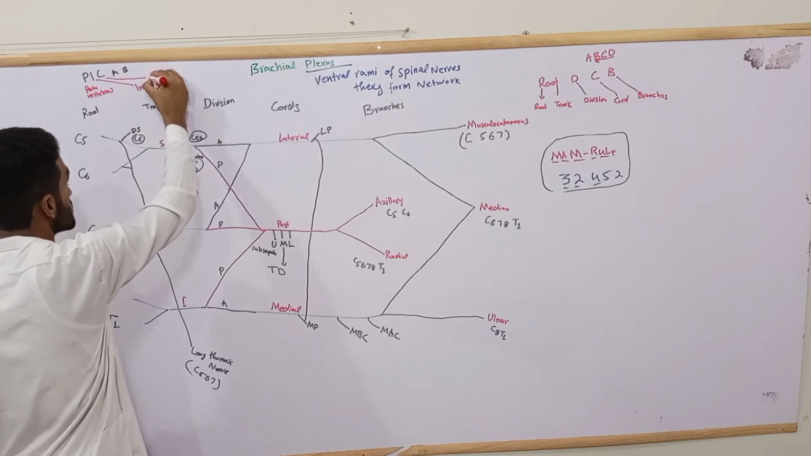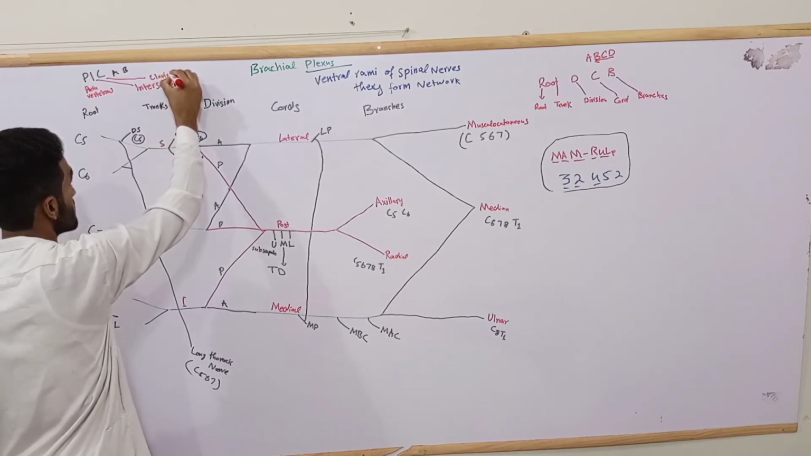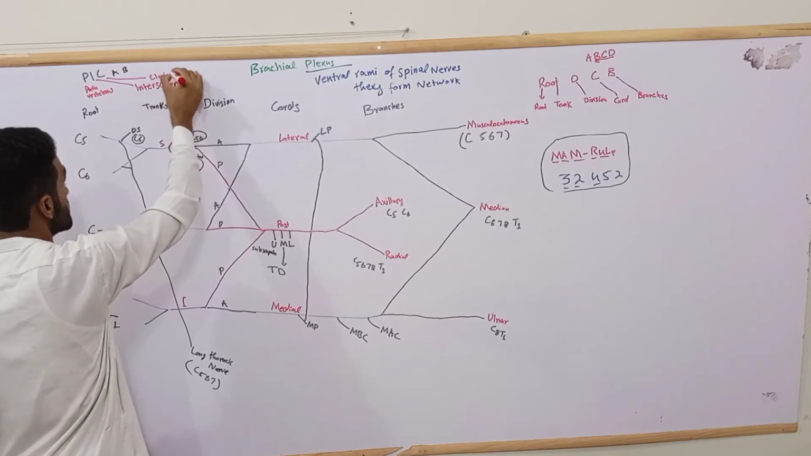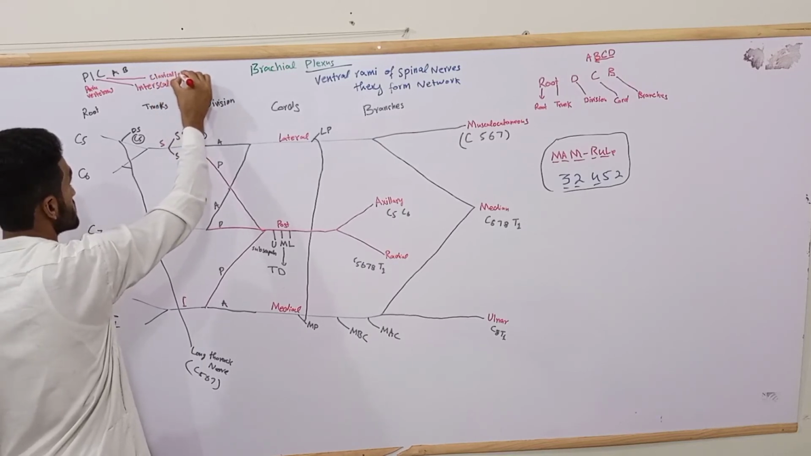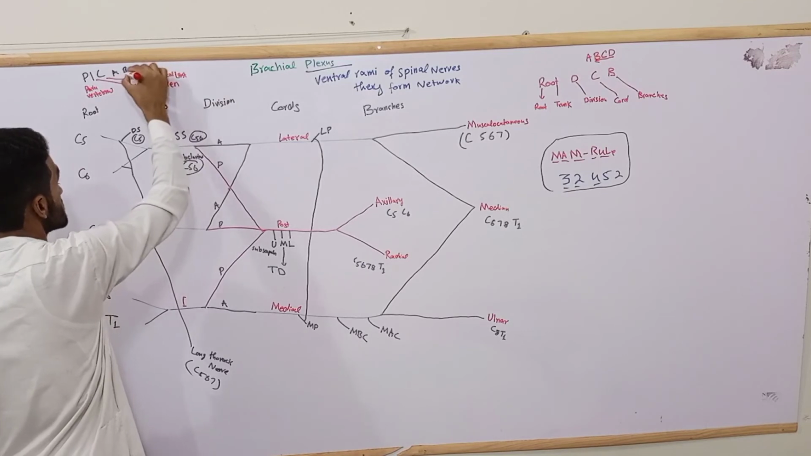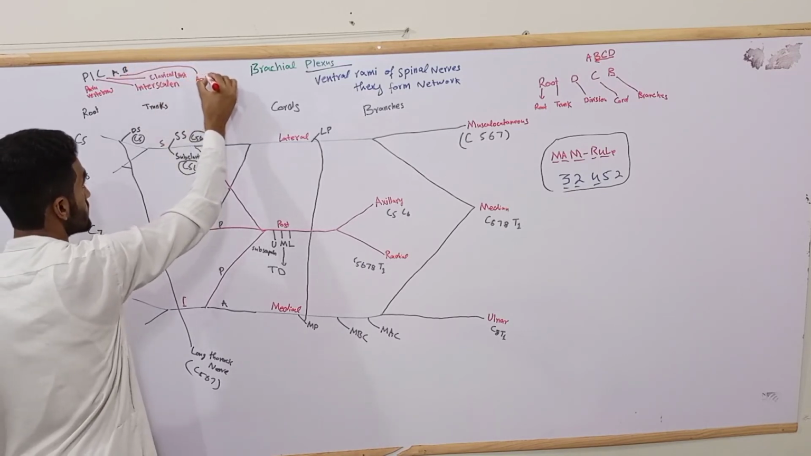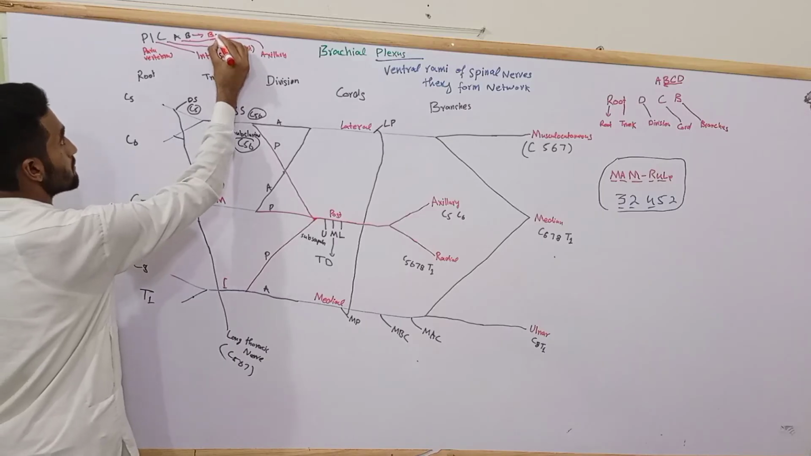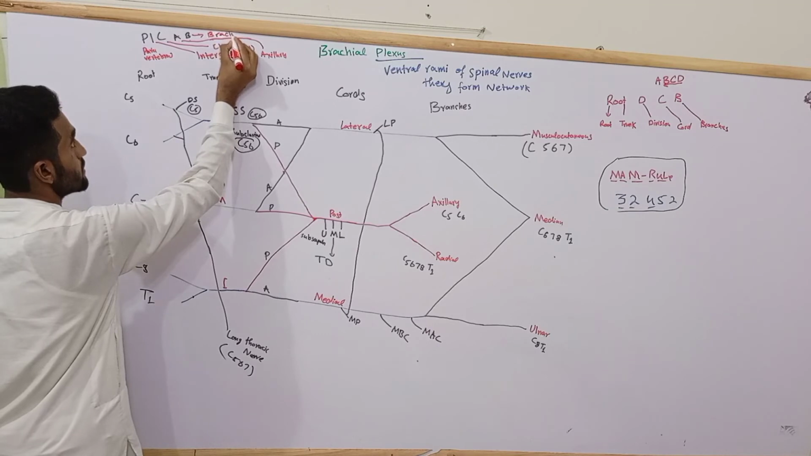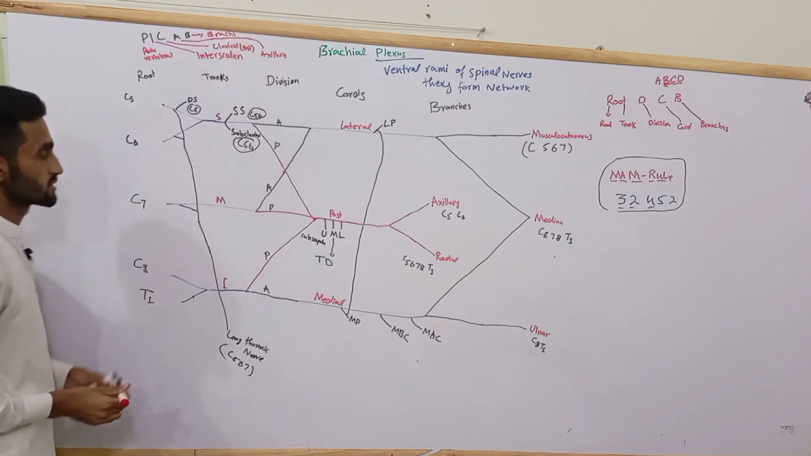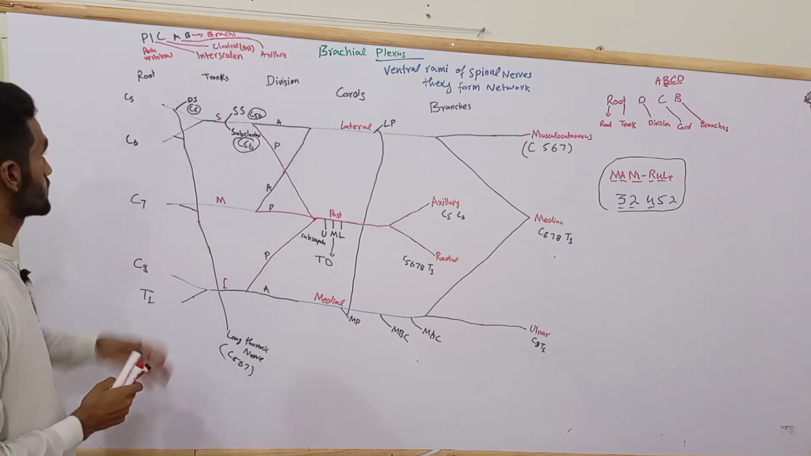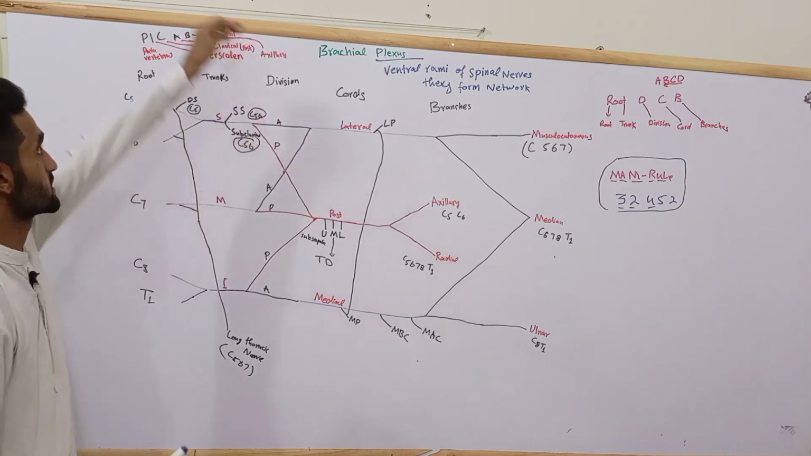So under, posterior to the clavicle are the divisions. A represents axillary, and B represents brachii. So actually this is the location of your roots, trunks, divisions, cords and branches.